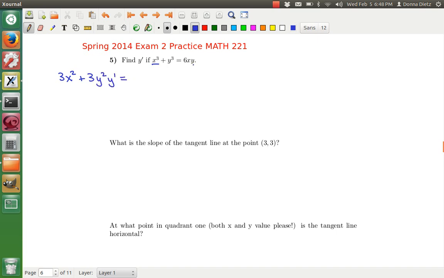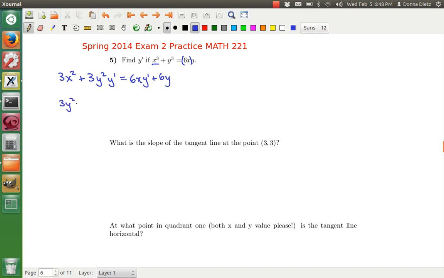Then you have to use the product rule, so I'm going to go 6x times y as my split. So first times the derivative of the second plus the derivative of the first times the second. And then we just have to solve for y prime. So we have to collect all the y primes together. Let's put them all on the left.